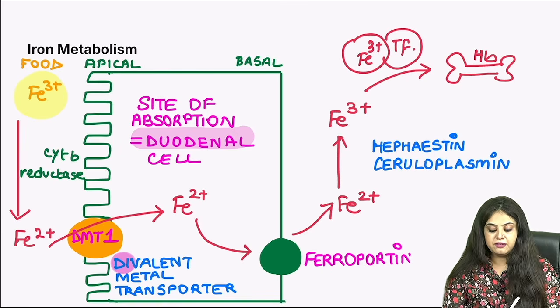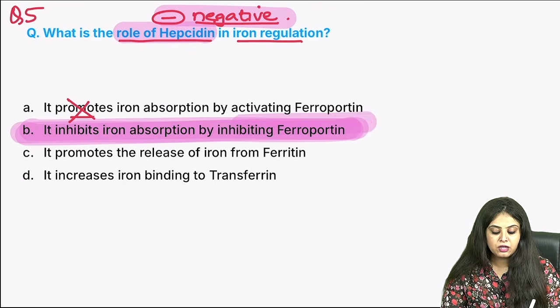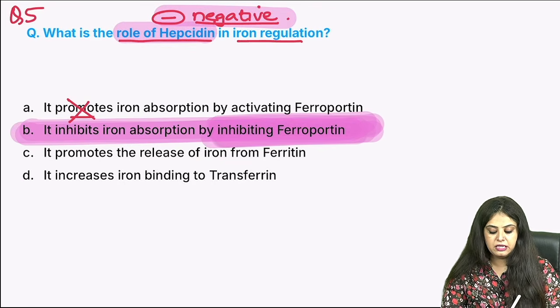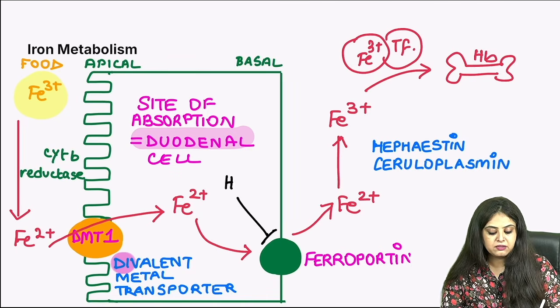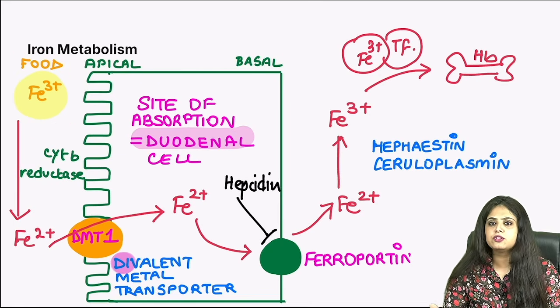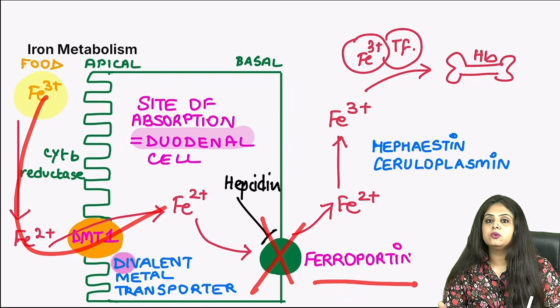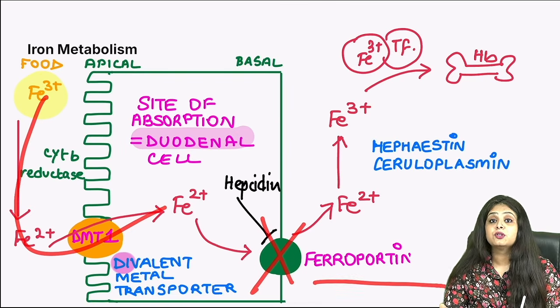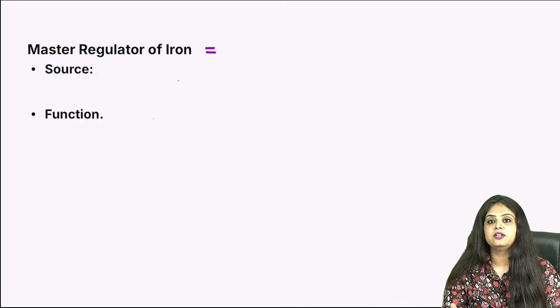So now tell me, if you are saying that hepcidin is a negative regulator of iron, which part of this cycle is it going to inhibit? It is going to inhibit ferroportin. So if I had to mark, it is this pathway that hepcidin will inhibit. So imagine you are eating a lot of iron supplements, green leafy vegetables, iron rich foods. That iron is going to the duodenum, but is it getting absorbed into your blood and in your body? No, because who is not letting that happen? That is hepcidin. So hepcidin is a negative regulator of iron.